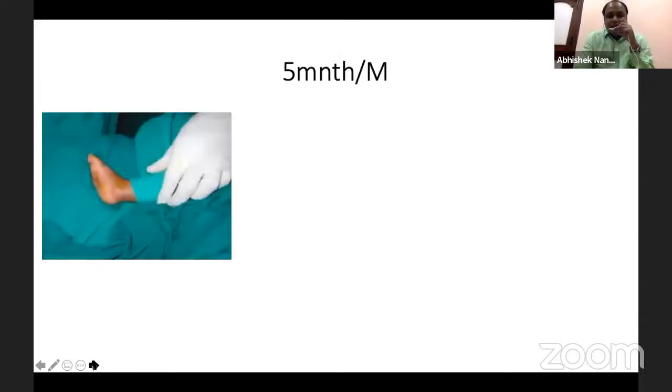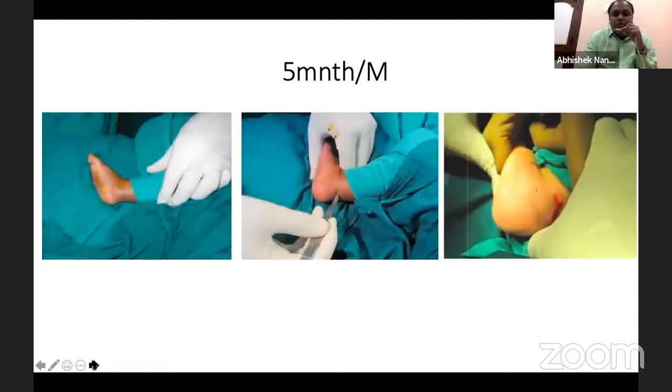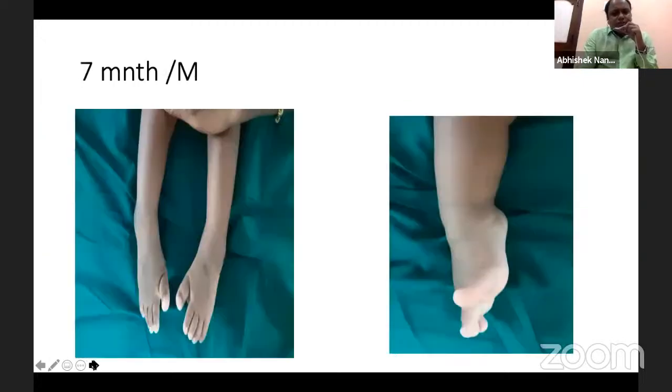So I have got a case, a 5-month-old child who presented to us with CTEV. We have done Ponseti casting, and there is a persistent equinus. So the commonest surgery which we perform in CTEV is a tenotomy. So this is a percutaneous tenotomy, and we have got the dorsiflexion. So a similar case, a 7-month-old child.